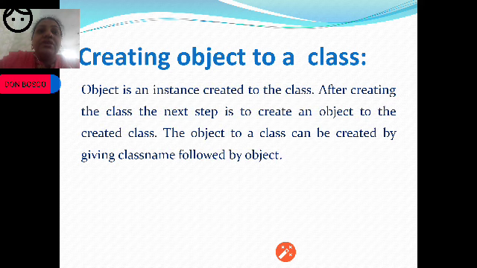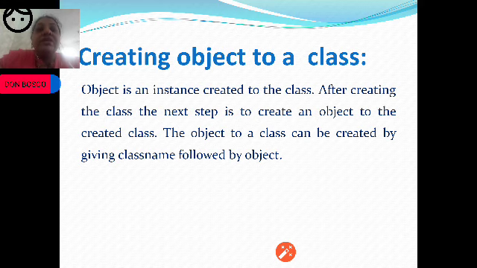Now we should see what an object is and how we can create an object. In C++, as we know, an object is an identifiable entity. Once we create a class, we need to create an object. What is an object? An object is an instance created for the class. After creating a class, the next step is to create an object for the class.